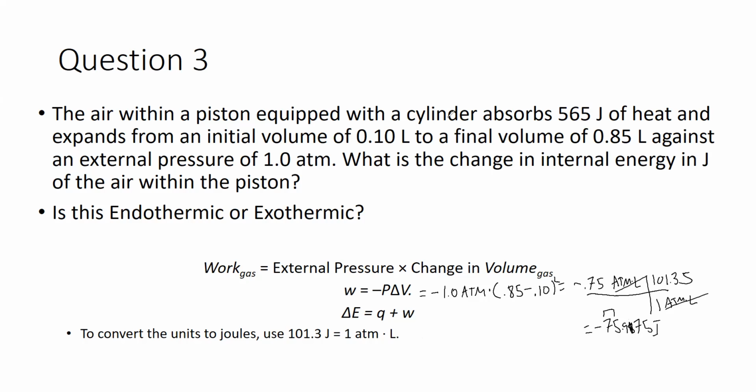Why is the 0.75 negative? It's negative because there's a negative sign in front of the equation. So 1 times 0.75, and then you just put a negative sign there. Yeah, that is the conceptual answer. It's expanding, so it's doing work, so it's losing energy to do that. And yeah, that is the correct conceptual way to think about it.